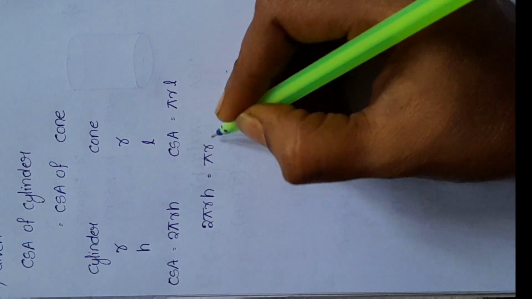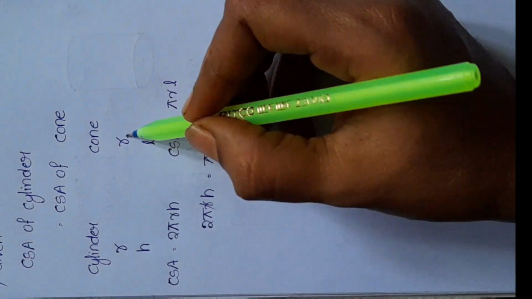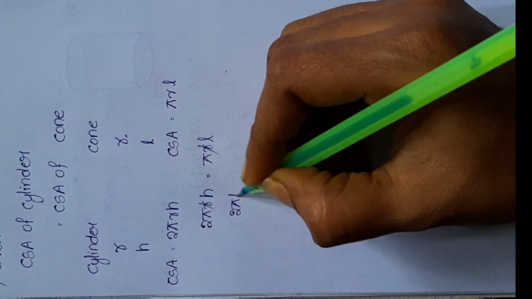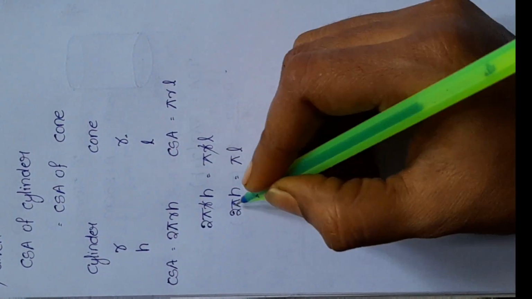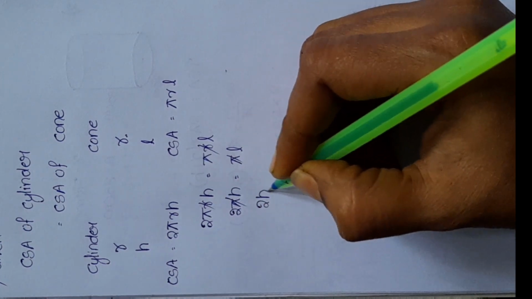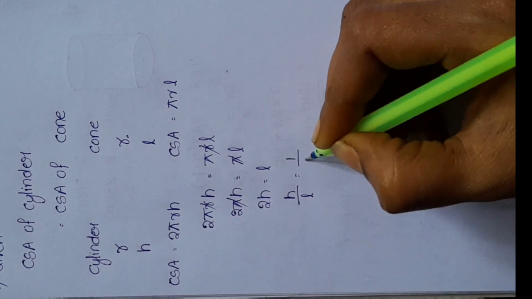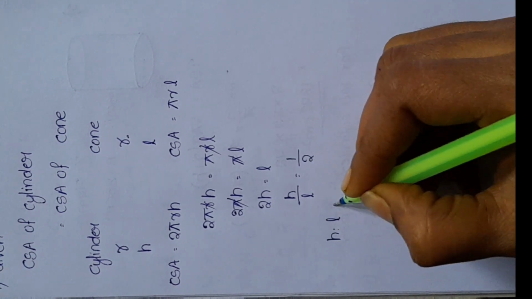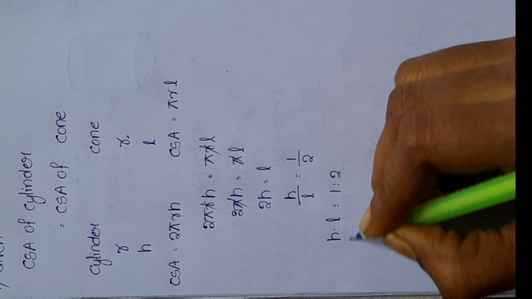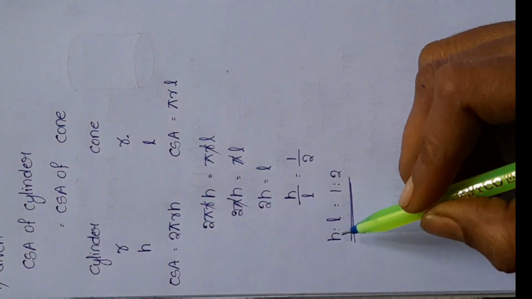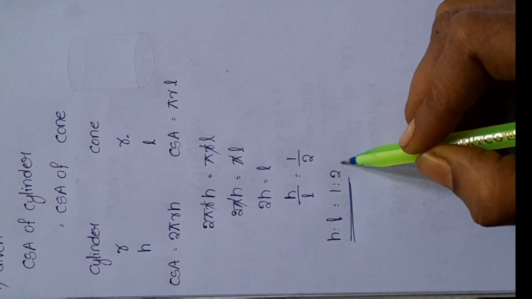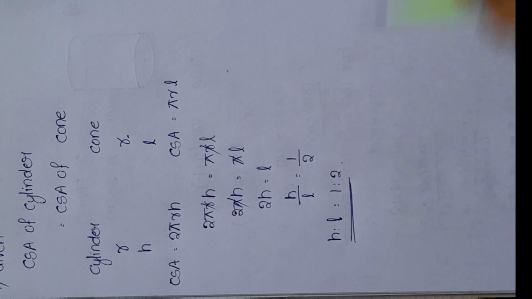2 pi r h is equal to pi r l. Cancelling r, both r are equal. Now 2 pi h is equal to pi l. Pi and pi get cancelled. 2h is equal to l. h by l is equal to 1 by 2. That is, the h to l ratio is 1 to 2. h is the height of the cylinder and l is the slant height of the cone. So the ratio becomes 1 to 2.